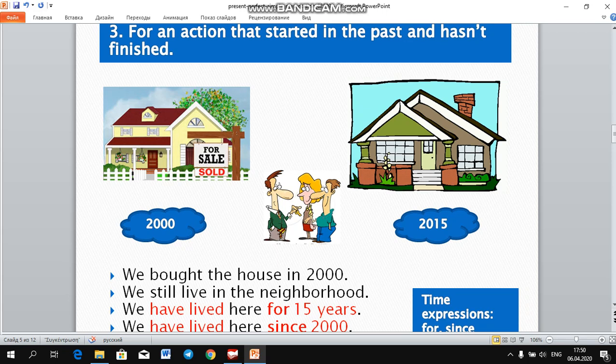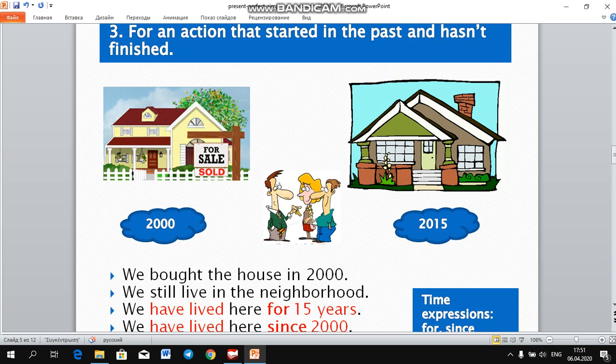This couple bought the house in 2000 and they still live in the neighborhood. In this case, they can say, "We have lived here for 15 years." We use for to emphasize the duration of the action, 15 years. Or, "We have lived here since 2000." Since, we use to emphasize when it started.